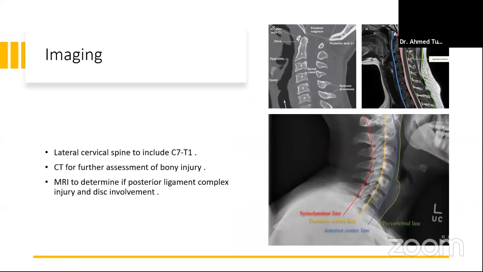After that, we are going to discuss the imaging of cervical spine: lateral cervical spine X-ray to include the junction area between C7 and T1, CT also for assessment of bony injury in details, and MRI to determine if there is posterior ligament complex injury or disc involvement.